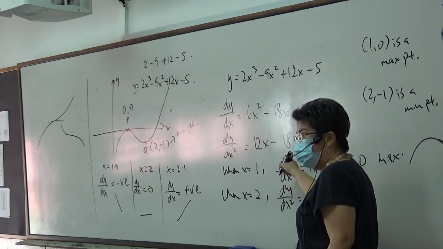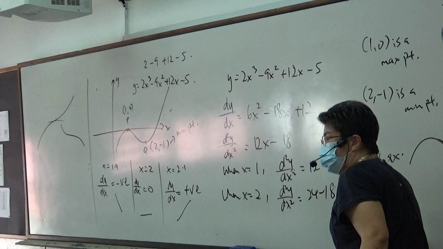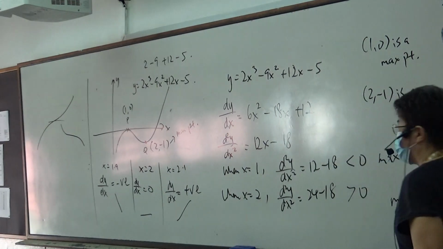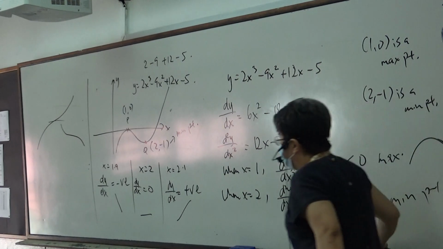24 minus 18, right? What's 24 minus 18? Bigger than 0, right? So it will be a minimum point, because it's bigger than 0. We look at the second part. Everybody clear? Okay? Now, I'm going to conclude here.